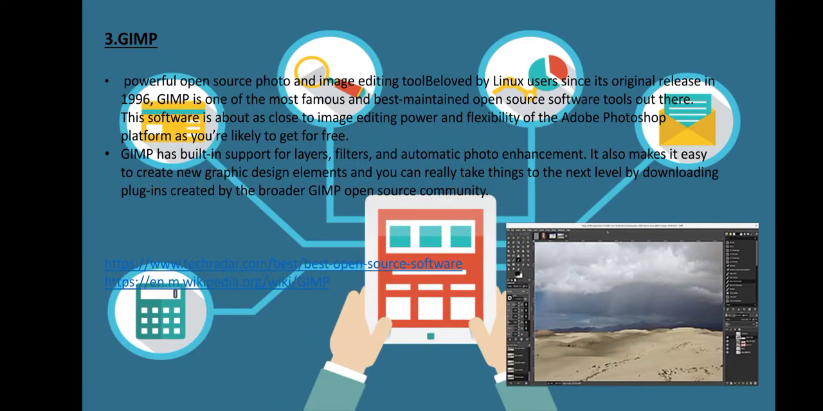GIMP is a free and open source raster graphics editor used for image manipulation and image editing, free-form drawing, transcoding between different image file formats, and more specialized tasks. GIMP has built-in support for layers, filters, and automatic photo enhancement. It also makes it easy to create new graphic design elements, and you can really take things to the next level by downloading plugins created by the broader GIMP open source community.